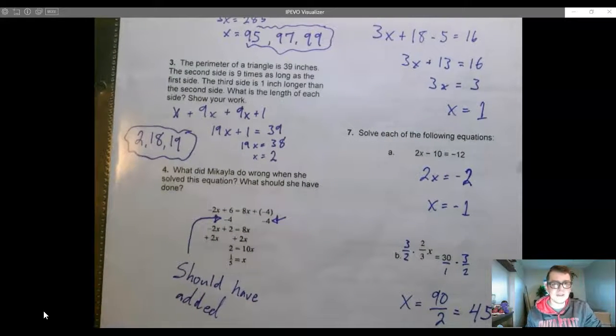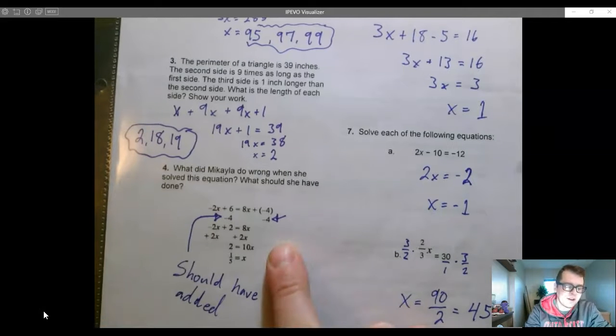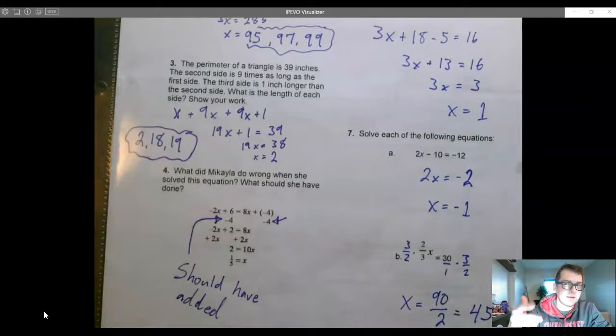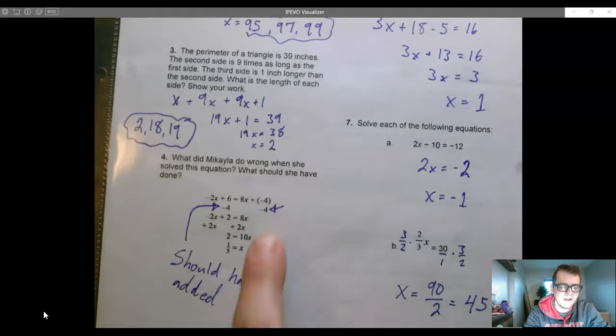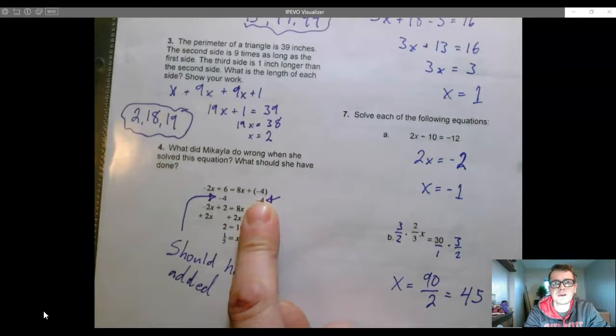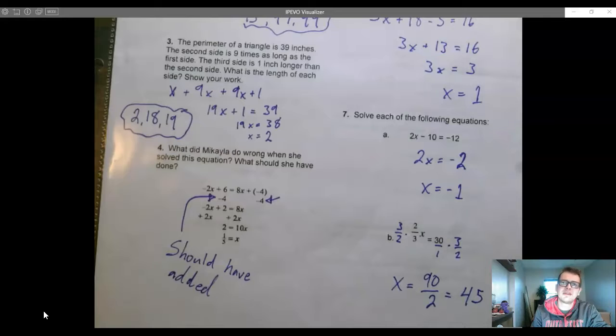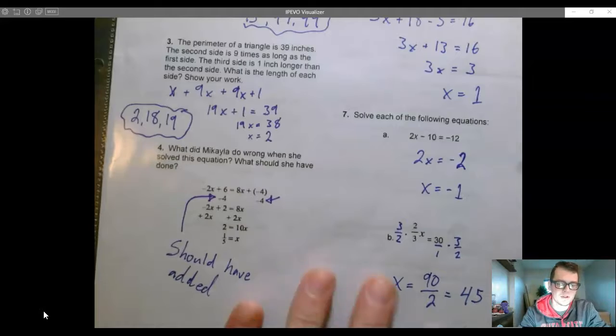Michaela, actually the last Michaela that I had was very bright, would not have made this mistake. So this was just a name that I pulled out of a hat. Michaela made a mistake here. What should she have done? Well, with the -4, trying to get rid of a -4, she should have added 4, or you can say take away a -4, which is the same as addition.